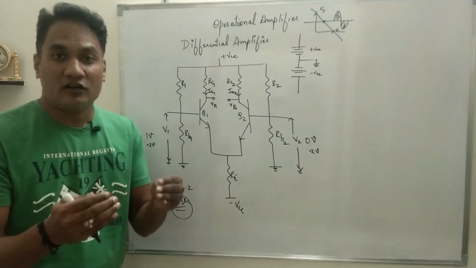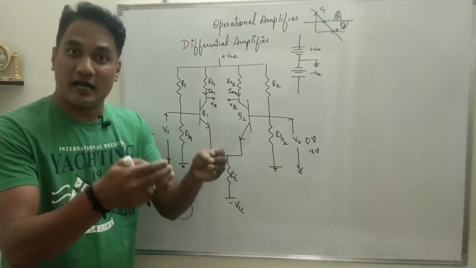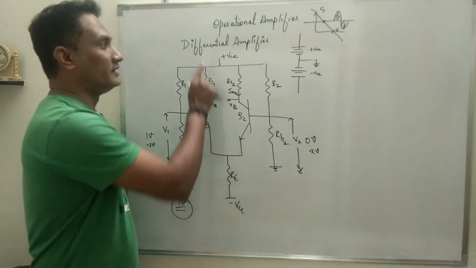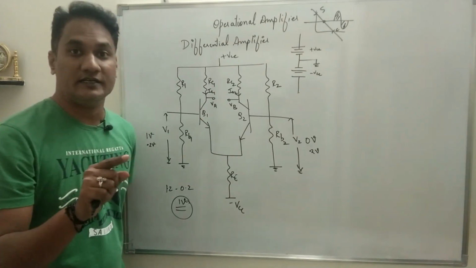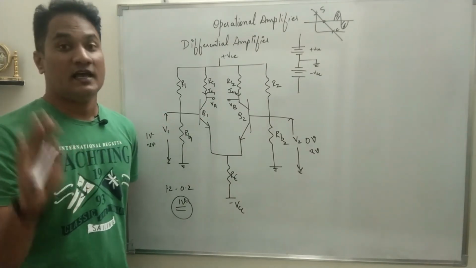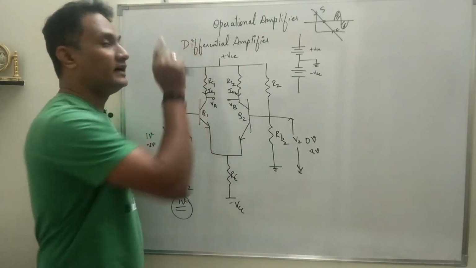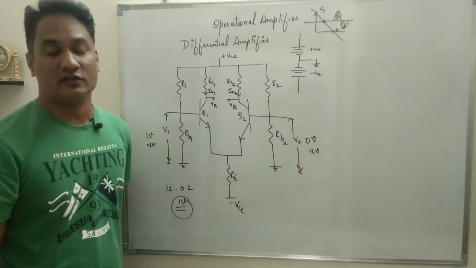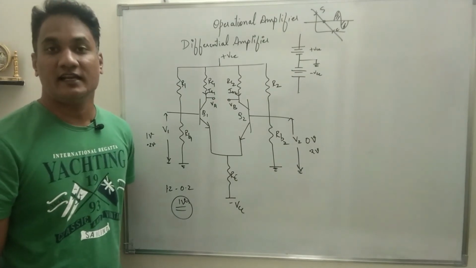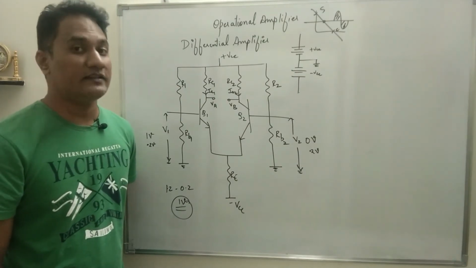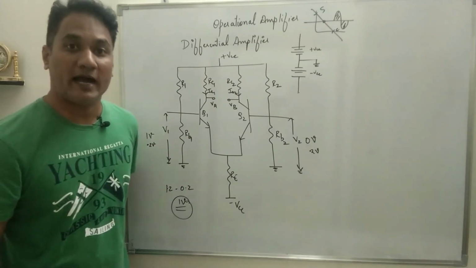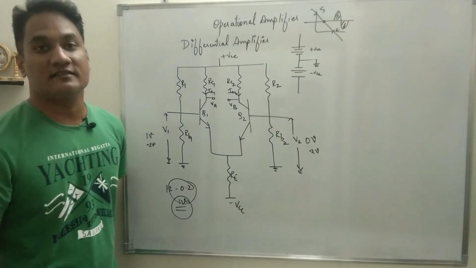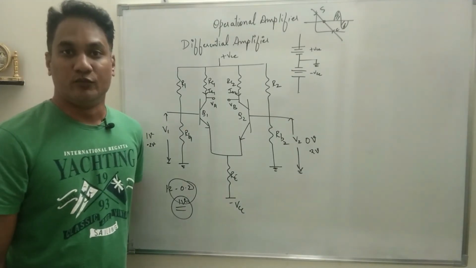So any kind of noise or disturbance which comes, it will come as a common signal, and the differential amplifier has the ability to reject the common signal and amplify only the difference of the two signals, and that is how it got its name as differential amplifier. Okay, it will amplify the difference between the two input signals. So by default, what will happen? The common signal, that is noise, will always be rejected at the input.